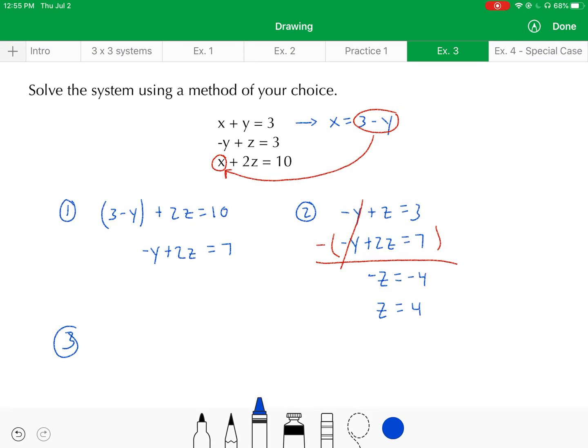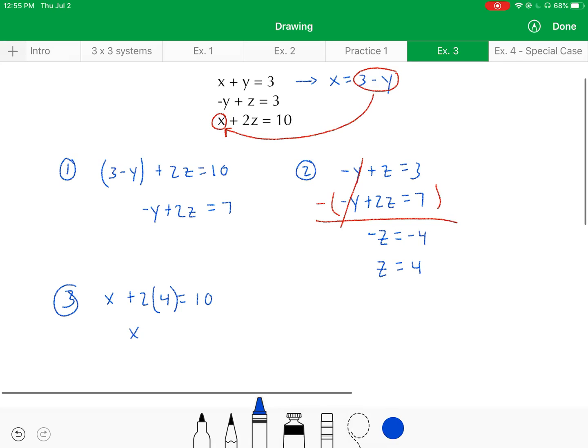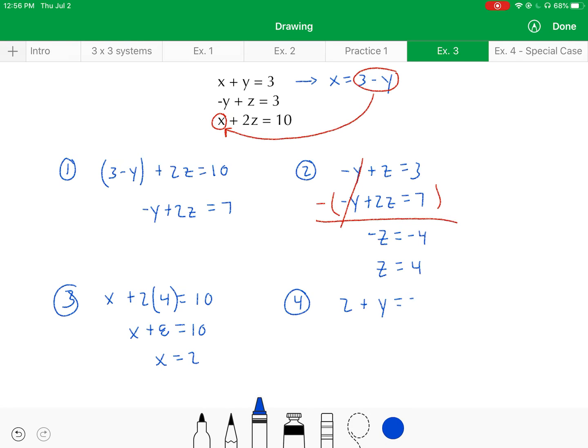All right, then step 3, we're just going to plug 4 in for z. I probably would do it in the bottom equation. It's going to make x 2. And then my fourth and final step, we need y. So why don't we plug 2 in for x in the top equation? 2 plus y equals 3. That means y is 1, making my solution (2, 1, 4).